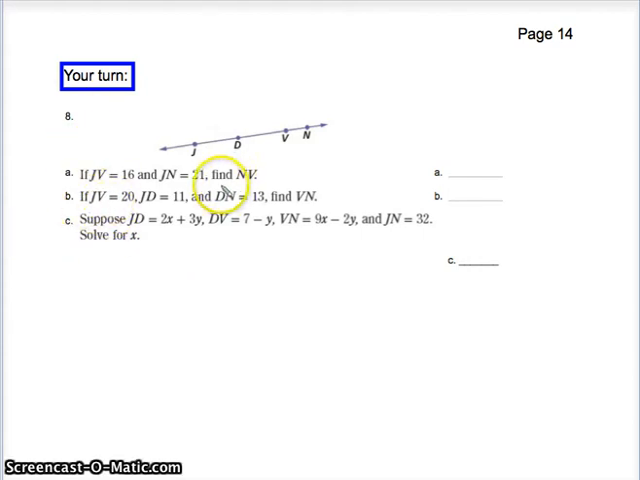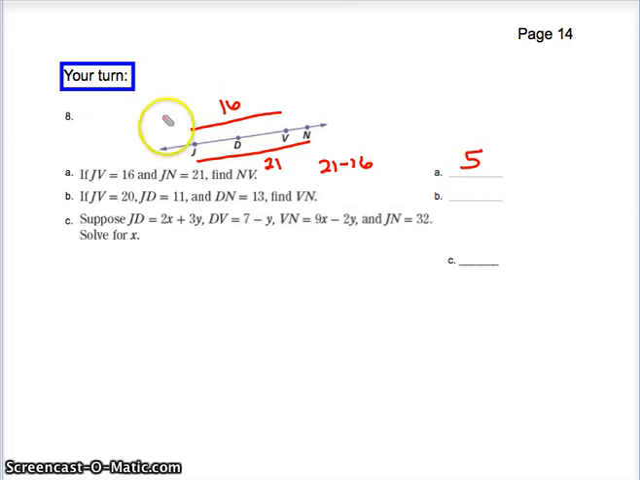All right, let's check those answers. If JV is 16, so we've got from J to V, that's 16, and J to N, that whole deal, is 21. How can we find NV? Well, that's the difference between 16 and 21. So we've got a grand total of 5 there.